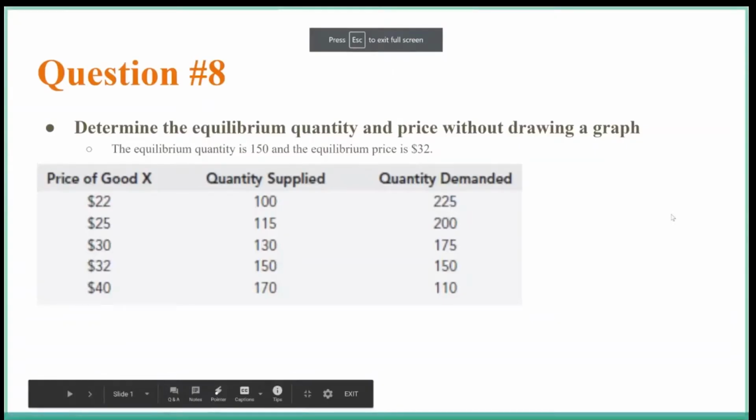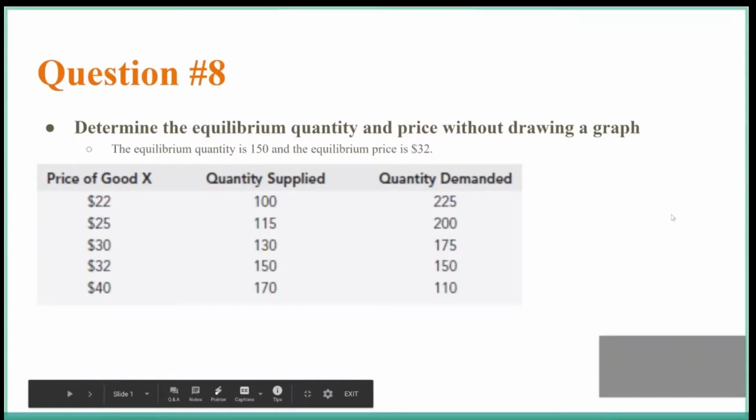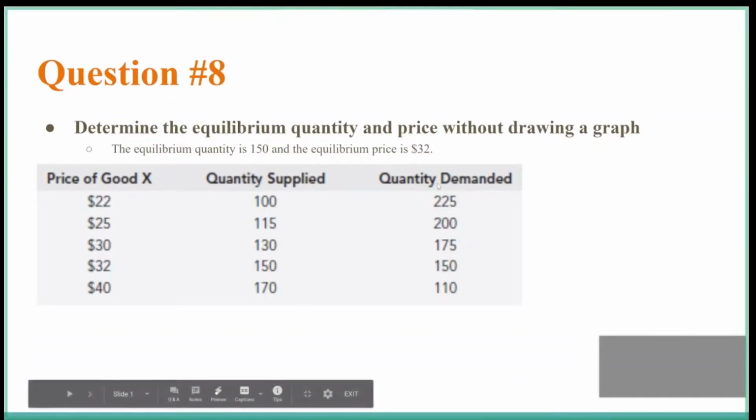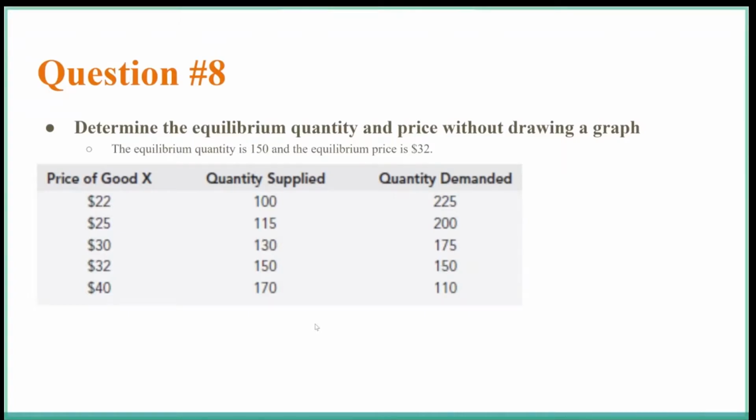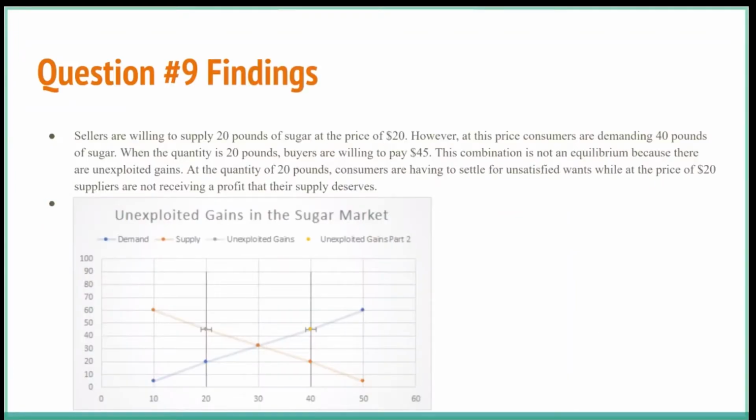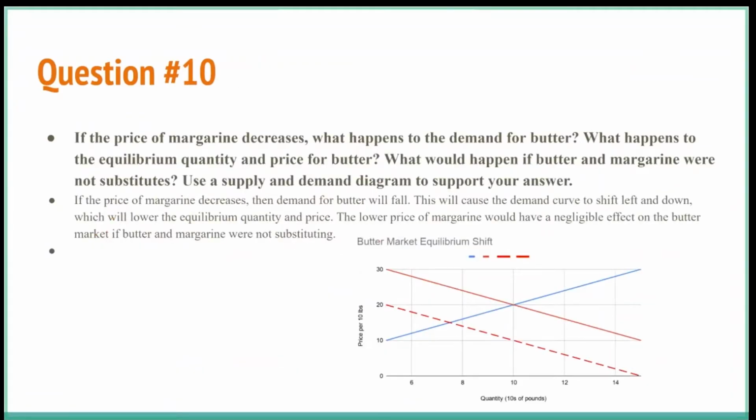So for question 8, determine the equilibrium quantity and price without drawing a graph. Based on quantity supplied and quantity demanded, as supply increases and demand decreases, they are at a point of equilibrium right here, 150, 150. You can do this by looking at the price of the good and visually thinking of where the two are going to meet at a point where they are equal, and also the quantity supplied and the quantity demanded are equal right here, thus equilibrium.